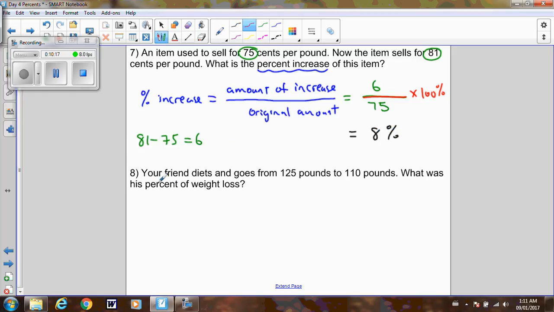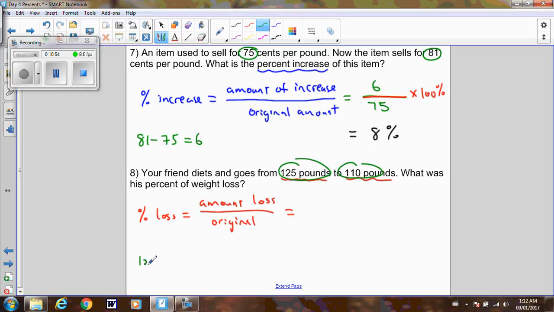All right, so here's the last question. Your friend diets and goes from 125 pounds to 110 pounds. So he lost some weight. What was his percentage of weight loss? Okay, the same as before. So the percentage loss is equal to the amount of loss divided by the original amount. Okay, so to find out the amount lost, we just have to take the difference between these two numbers.